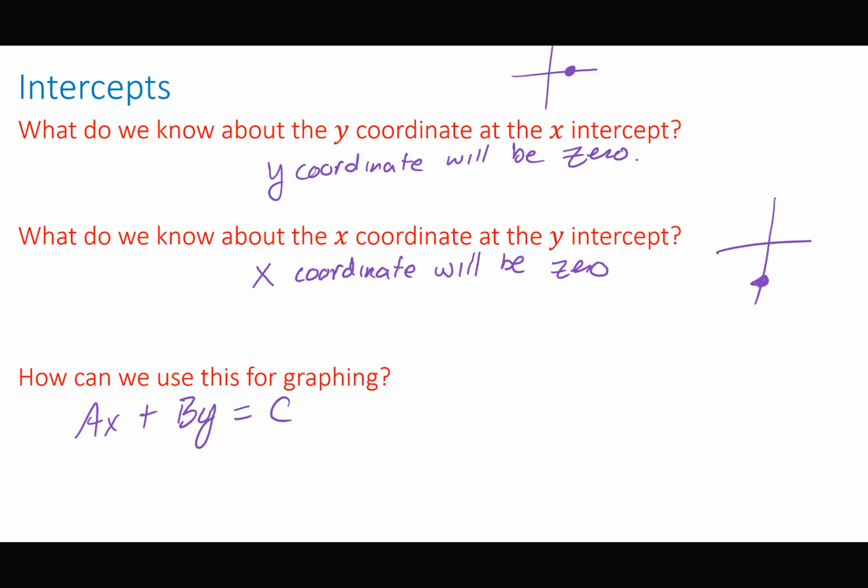And that would tell me what my y-intercept is, because this would be like 5y equals 10 or something like that. So if I said x is 0, I know I'm going to get my y-intercept. And then if I set y to be 0 and solve, I'll get my x-intercept. So x-intercepts will be when y is 0, y-intercepts will be when x is 0. So we can use this for graphing.